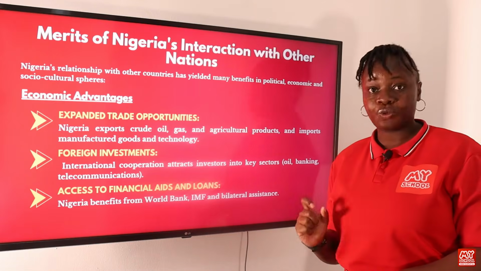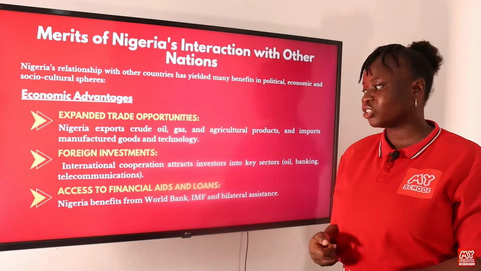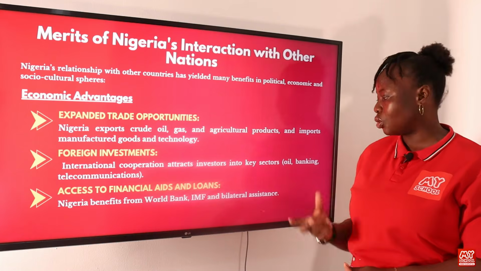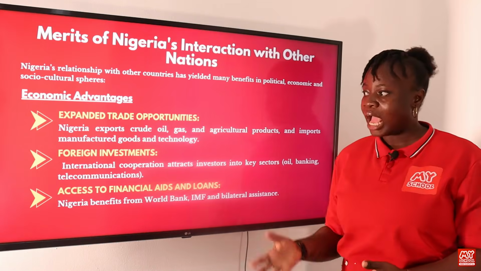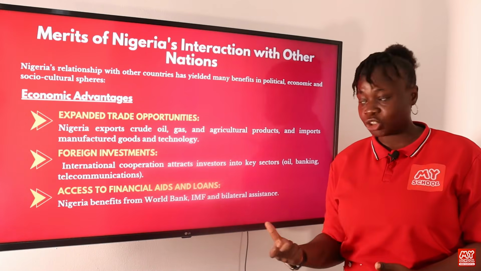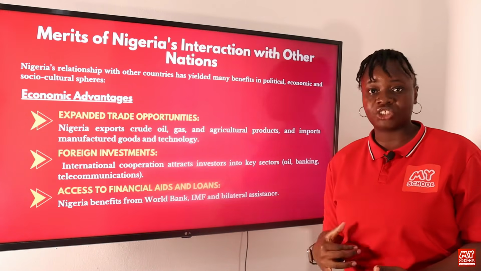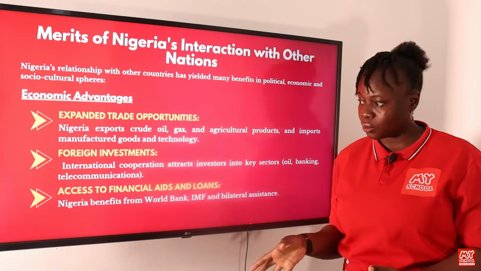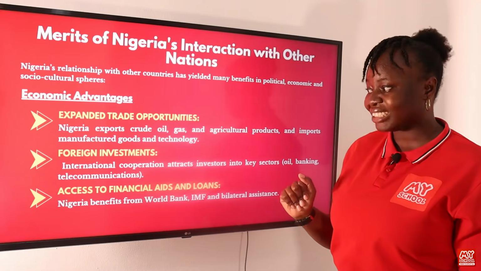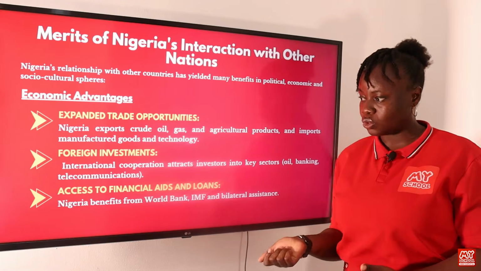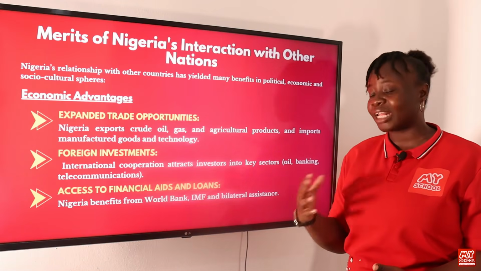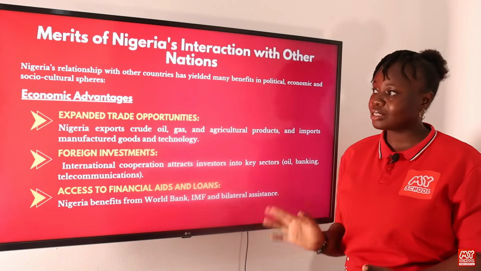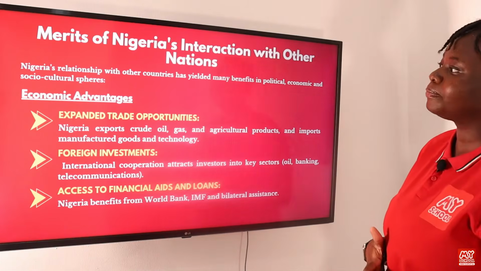Then it has also helped with foreign investments. International cooperation attracts investors into key sectors: oil, banking, telecommunications. These are our major sectors within the country. And without that cordial relationship with other nations of the world, people will not come into Nigeria to invest in our various sectors. Then it also helps by providing access to financial aids and loans. So Nigeria benefits from the World Bank, the International Monetary Fund, and other bilateral assistance. Let's move on to the next slide.